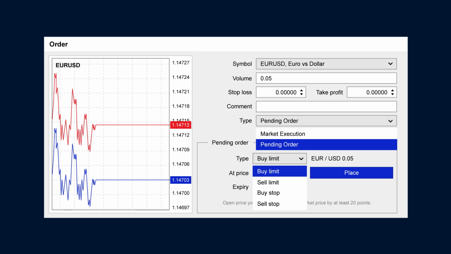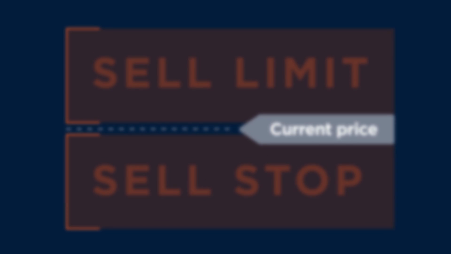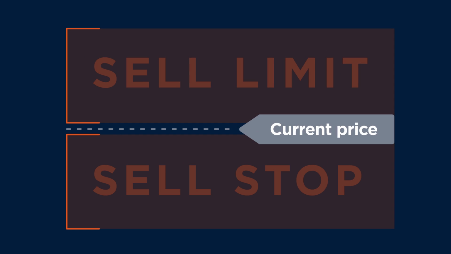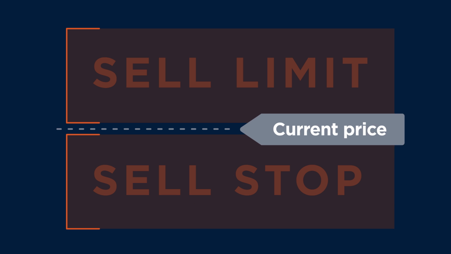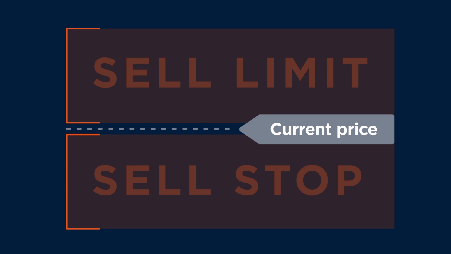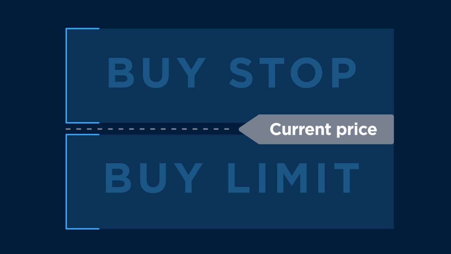If you want an order to open automatically at a certain price level, apply pending limit and stop orders. To open a pending sell order, you need to do the following. Open a sell stop order if you want to set the price below the current price. Open a sell limit order if you want to set the price above the current price. If you create a pending buy order, apply a buy stop order for the prices above the current price and a buy limit order below the current price.